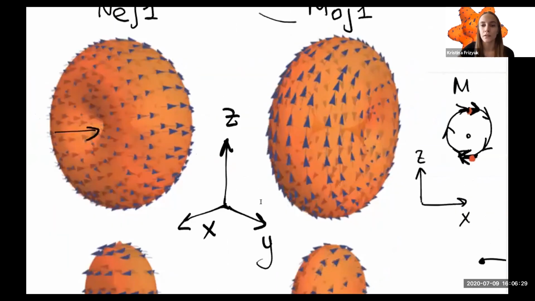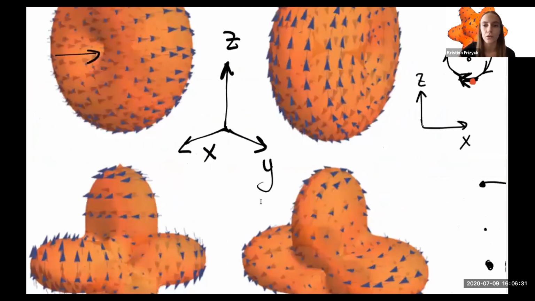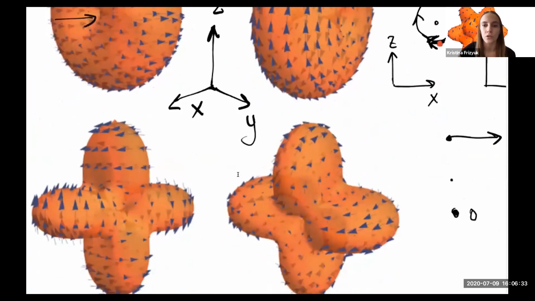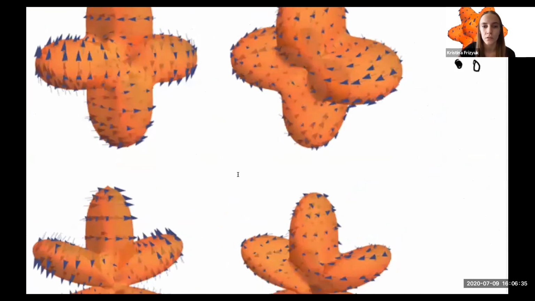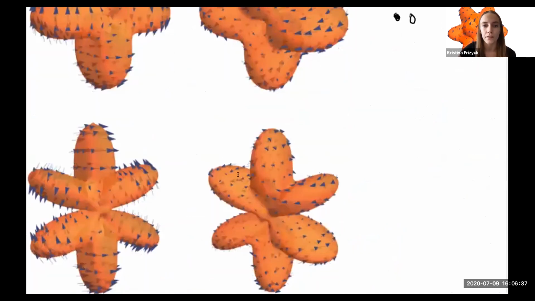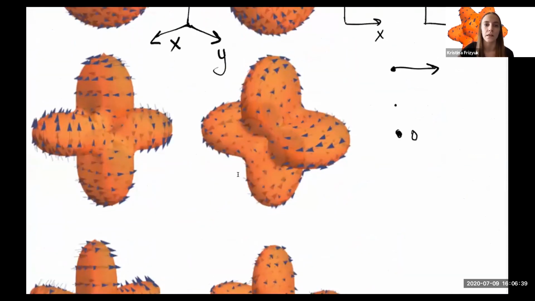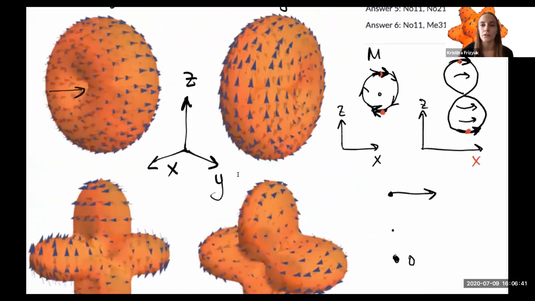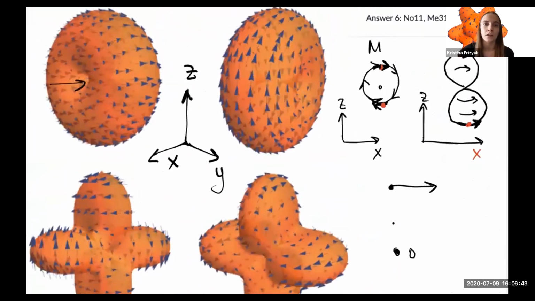Let us try to find out which of these multipoles can add up into some directionality. So which of these can give a difference between scattering along the z-axis and along minus z-axis? And actually, not all of them can do something like this.